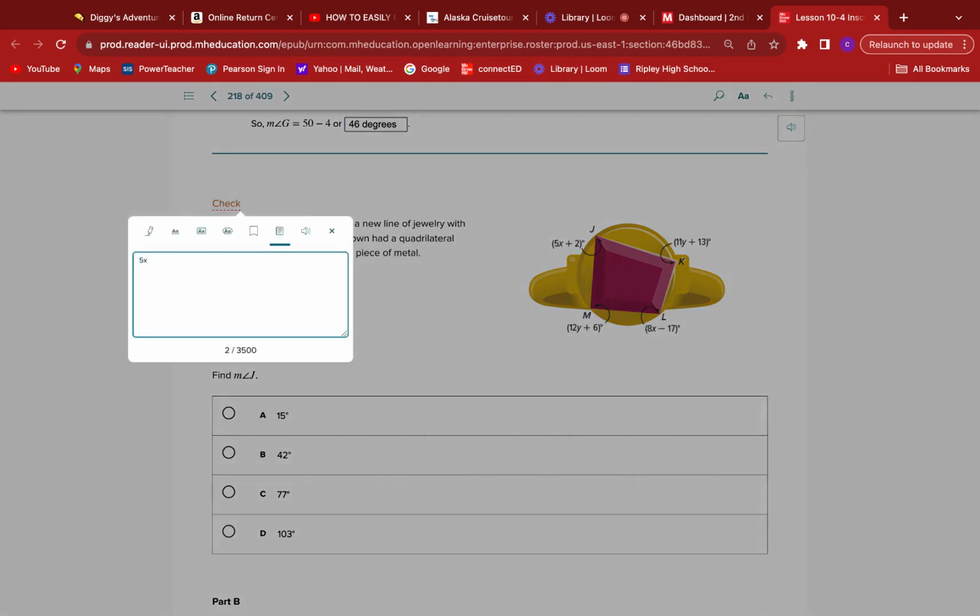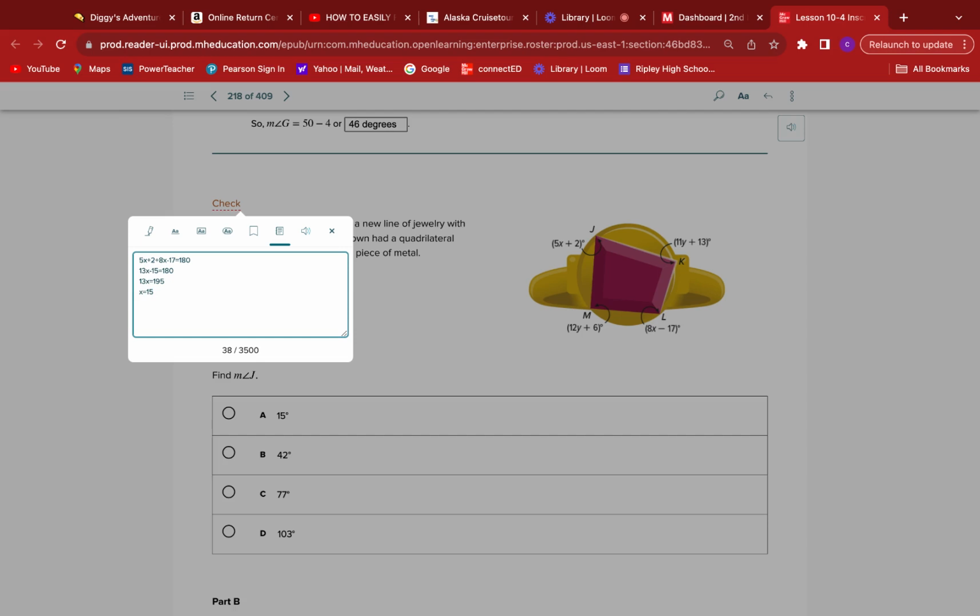Here we go. 5x plus 2 plus 8x minus 17 equals 180. Adding my like terms, 5x plus 8x is 13x. And 2 minus 17 is a negative 15, equals 180. We're going to add 15 to the other side to be with the 180. So 180 plus 15 is 195. And I put a 3 instead of a 13, my apologies. Divide by 13. So 195 divided by 13 is going to be 15. Looks like your x is going to be 15.